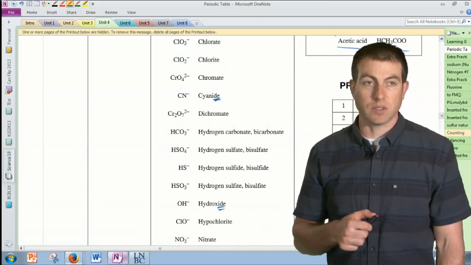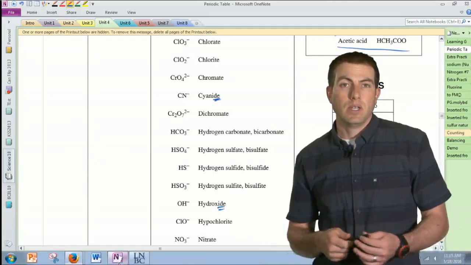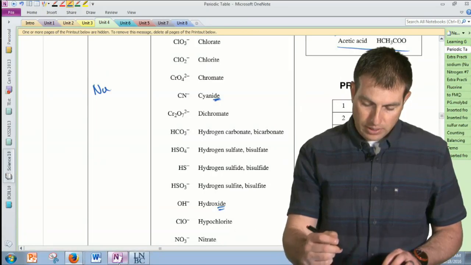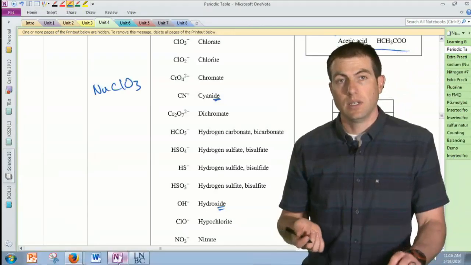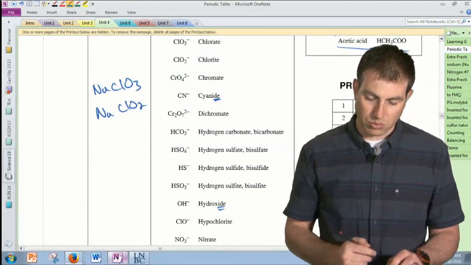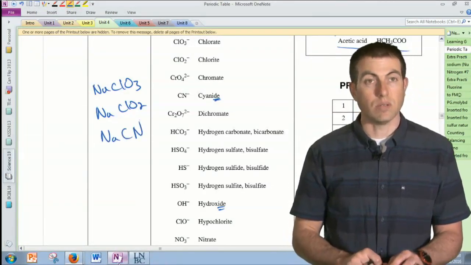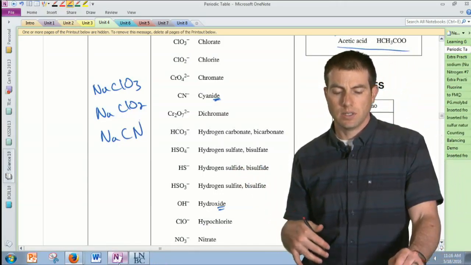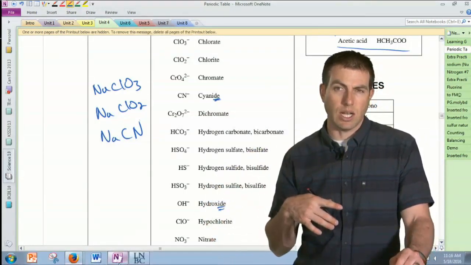So, naming rules for polyatomics. Well, in general, for polyatomics, we're not going to change the ending of the name. So if it is NaClO3, that is sodium chlorate. It could be NaClO2, that's sodium chlorite. We could have NaCN, sodium cyanide. So we never change the endings of our polyatomics. We only change the endings of non-metals, and they always get changed to ide.